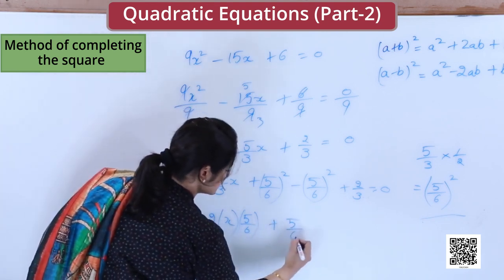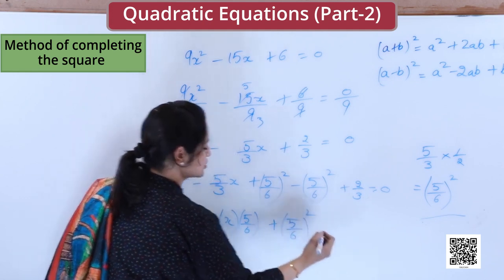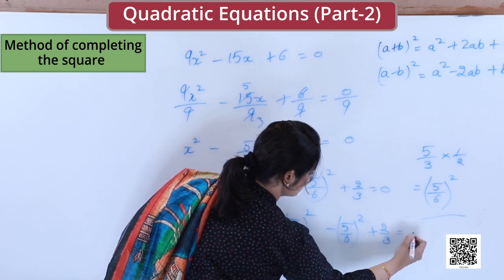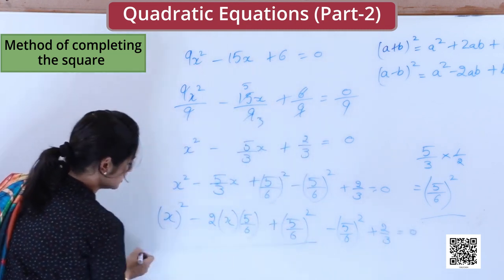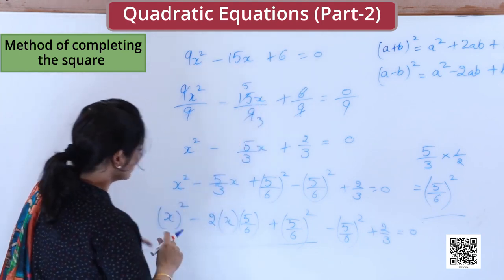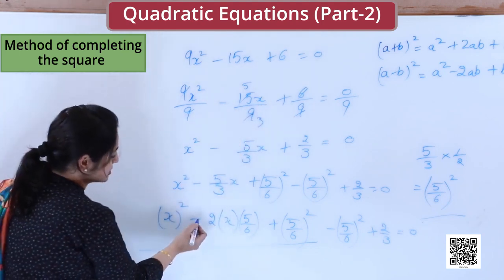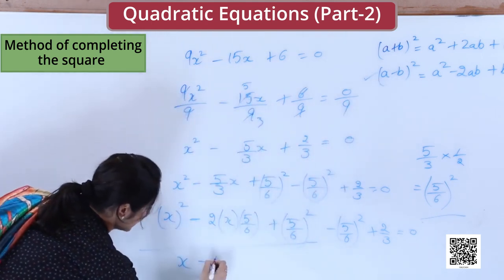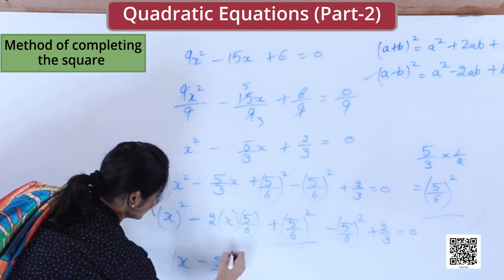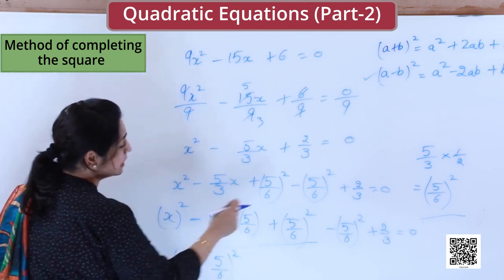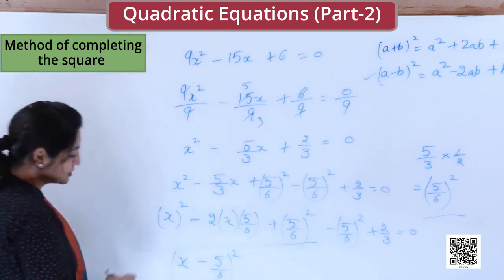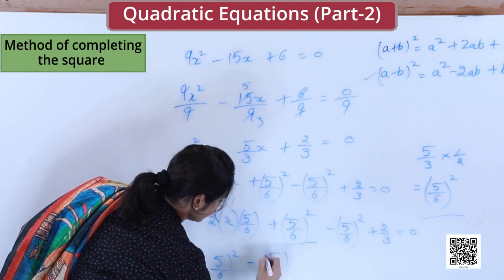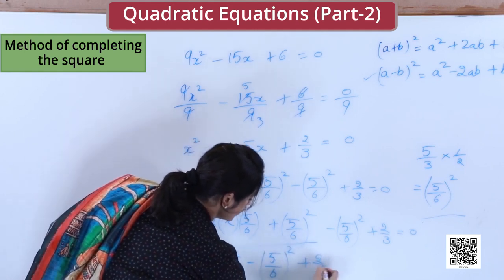Here (5/6)² and the rest of the equation, (5/6)² + 2/3 = 0. Now look at these three terms. This has become that form. Which one, plus or minus? Here we have minus, so this identity. This can be written as (x − 5/6)², because the value of a is x here and the value of b is 5/6. So we can write it like this, and the rest of the equation (5/6)² + 2/3.